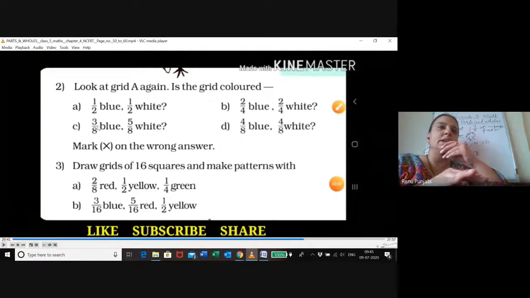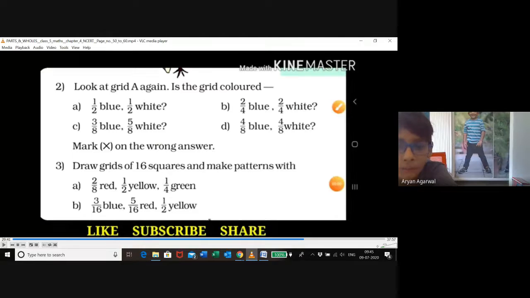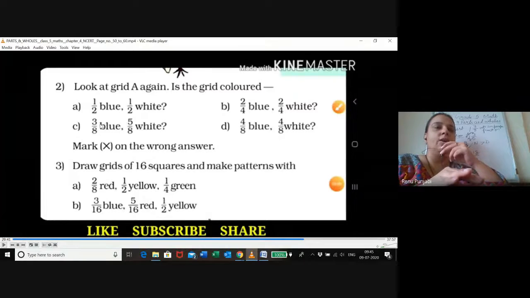Can we reduce 3 upon 8 and 5 upon 8 to the lowest term? Yes, Aryan. No, ma'am. Why not, my dear? Ma'am, because they are the smallest fraction of their own table and they are not coming in the same number. Right. So now tell me 4 upon 8 and 4 upon 8.